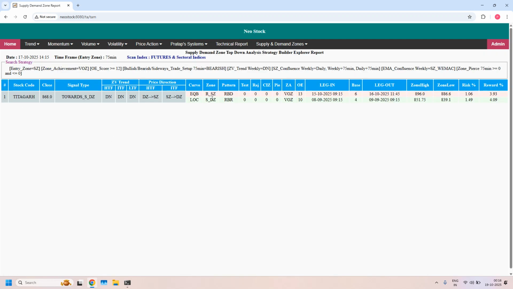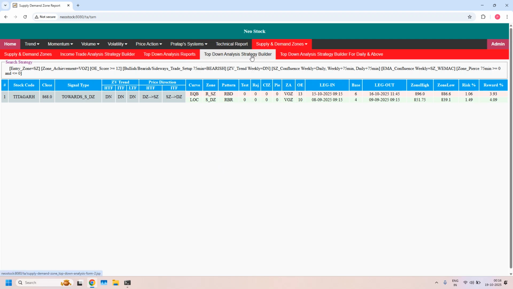So it is filtered. So this 75 minute supply zone might be having more high probability to get success, provided less than 20 checklist items are satisfied, otherwise higher chances of zone violation. So this is bearish trade setup for weekly income trade. Next I will generate daily income trade reports.